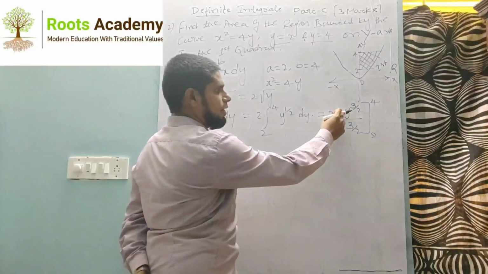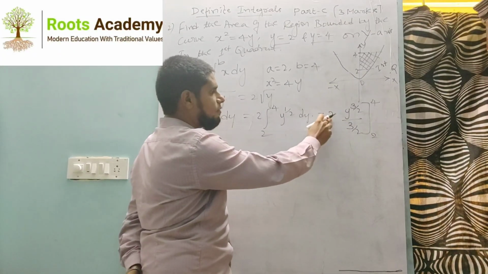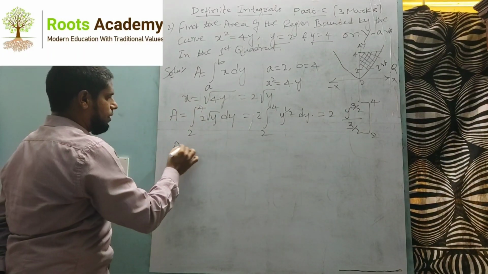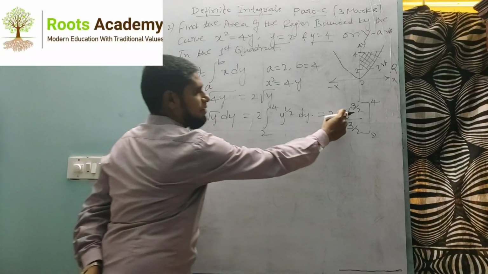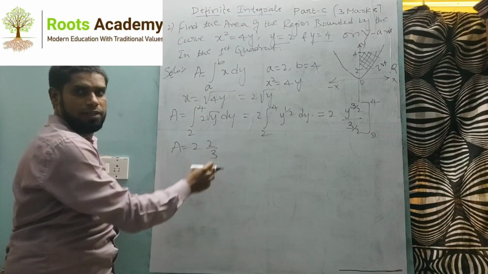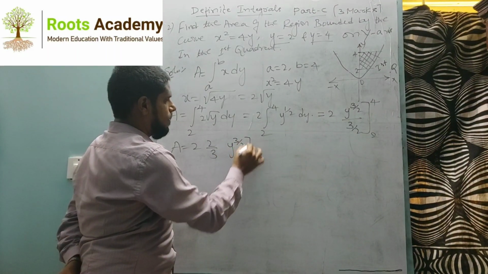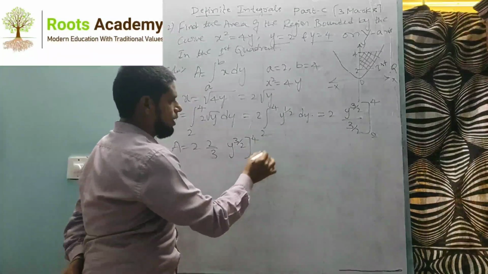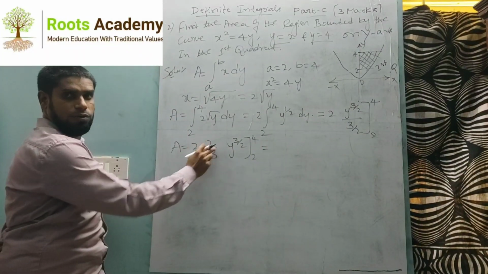If I take this 1 divided by 3 by 2, then this becomes 2 by 3, and only one 2 exists here. So my area equals 2 into 2 by 3. This 1 divided by 3 by 2 becomes 2 by 3. Y power 3 by 2, upper limit is 4, lower limit is 2. So finally this becomes 2 into 2 is 4.